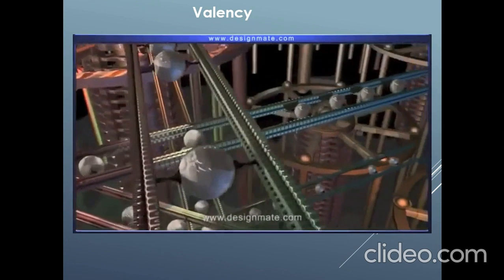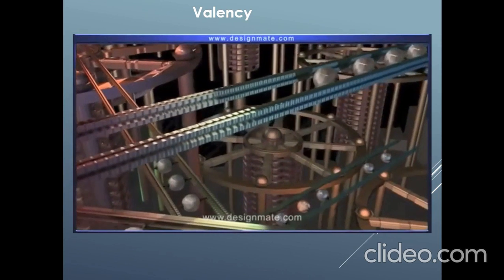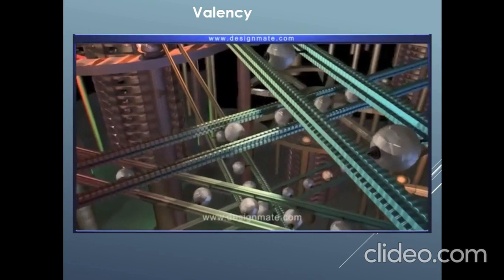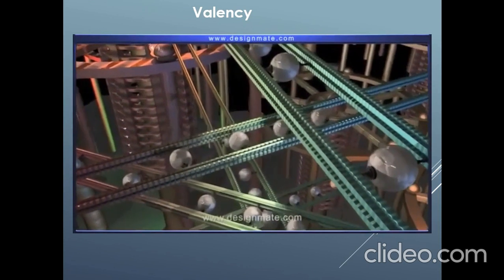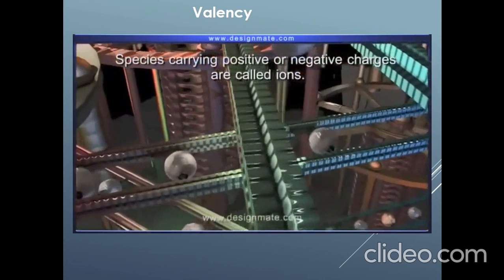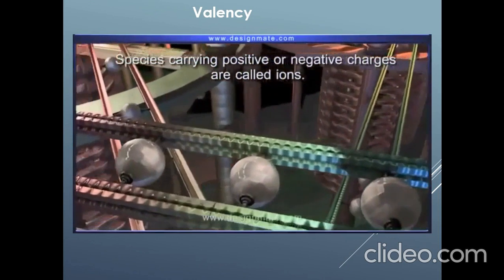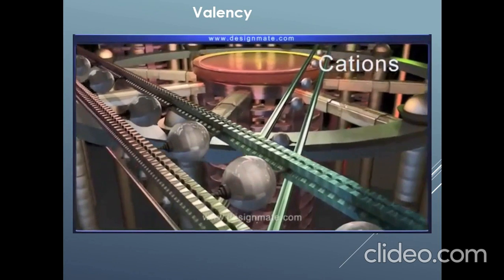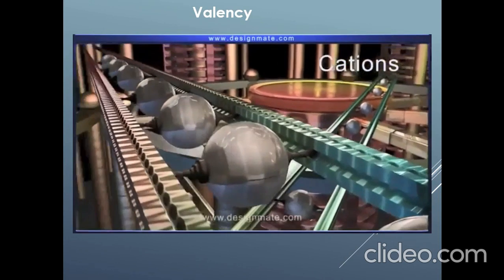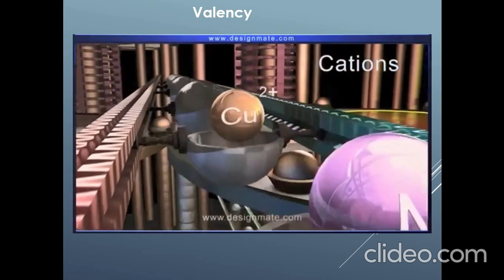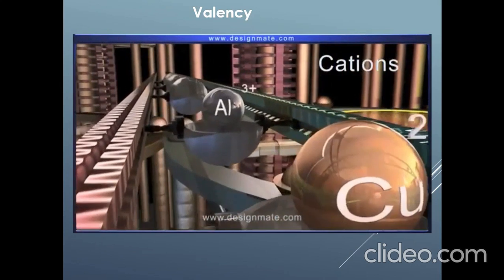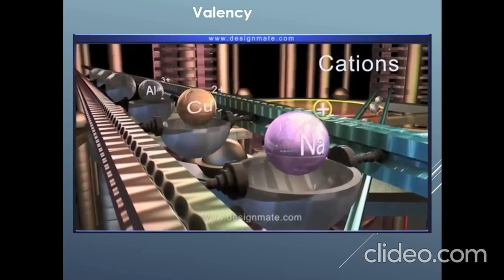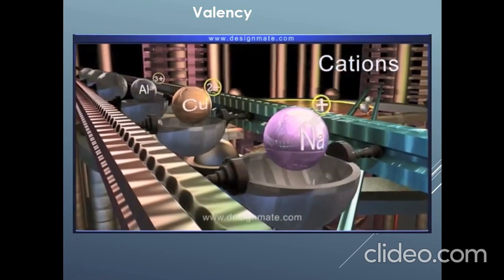Let us now see how the valency of ions is calculated. In case of ions, their valencies are the same as the charges carried by them and are expressed with proper signs. Species carrying positive or negative charges are called ions. Those which carry positive charges are known as cations. Some of the simple cations are Na+, Cu2+, Al3+, etc. And hence they have valencies of +1, +2, +3, respectively.